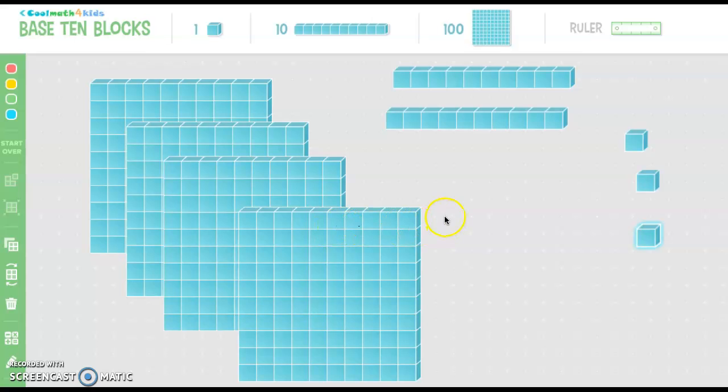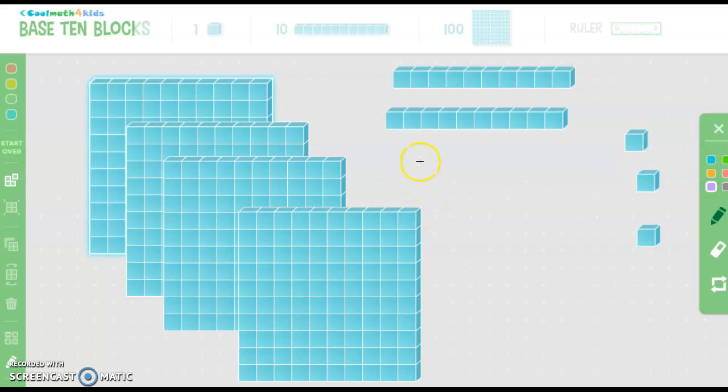Now we're going to try it the other way. Let's see if we can figure out what number these base 10 blocks are representing. So think first about how many hundreds you have. If you said 4, you were correct. There's 1, 2, 3, 4 100s. So I'm going to write a 4 in the hundreds place. Now I'm going to put everything else to the right of it.